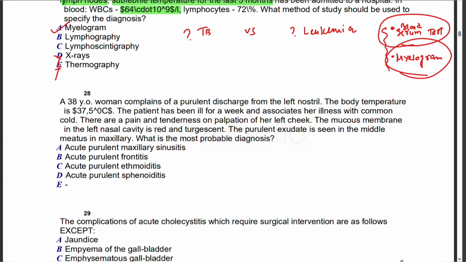Next one, a 38-year-old complains of purulent discharge from the left nostril. The body temperature is 37.5, normal. The patient has been ill for a week and associates her illness with a common cold. There are pain and tenderness on palpation of the left cheek. Important one: the mucous membrane of the left nasal cavity is red and turgid. The purulent exudate is seen in the middle meatus in maxillary. They have given the answer only.